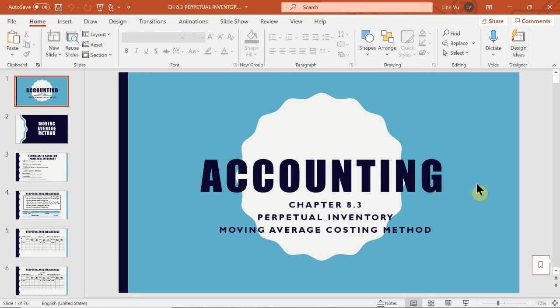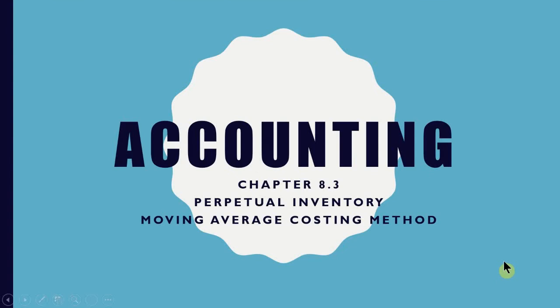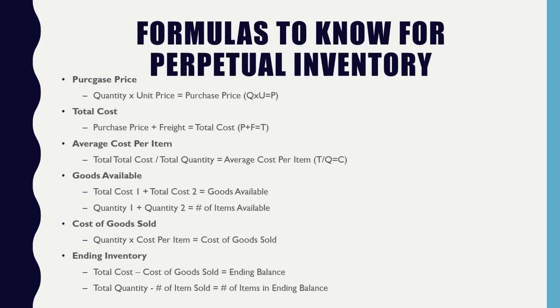Okay, so welcome back to the last concept in chapter 8, which is going to be 8.3, which is learning the last method to calculate the cost of inventory, which is called moving average. Now, of course, the calculations are going to be very similar, except one thing is going to be different. We are now going to be calculating an average cost per item.